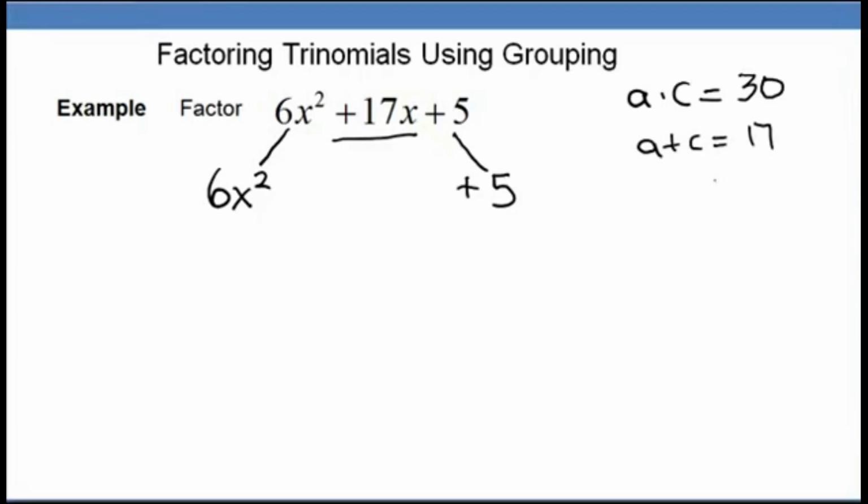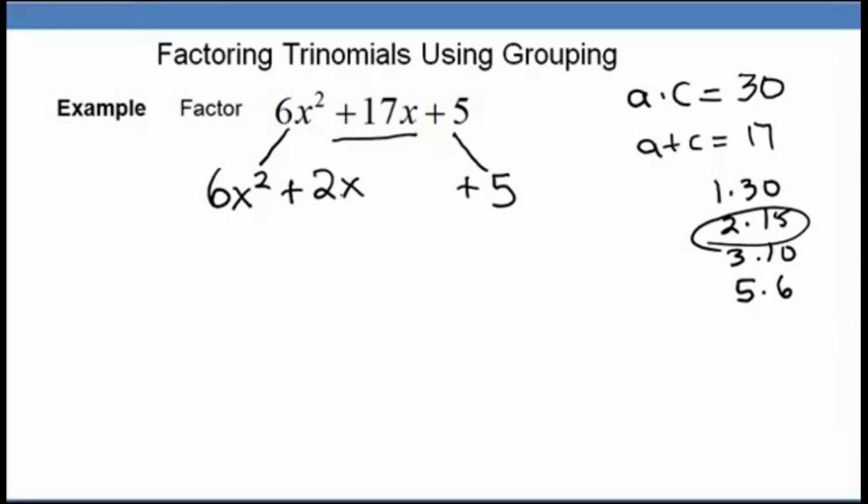So we have 1 times 30, 2 times 15, 3 times 10, 4 doesn't work, 5 times 6, and to add to get 17, 2 and 15. So we will put each of those with an x, and I'm going to put the 2x with the 6x squared and the plus 15x near the 5. Now we have 4 terms. Double check. These do combine to give this 17, so we're good. And now we have 4 terms.